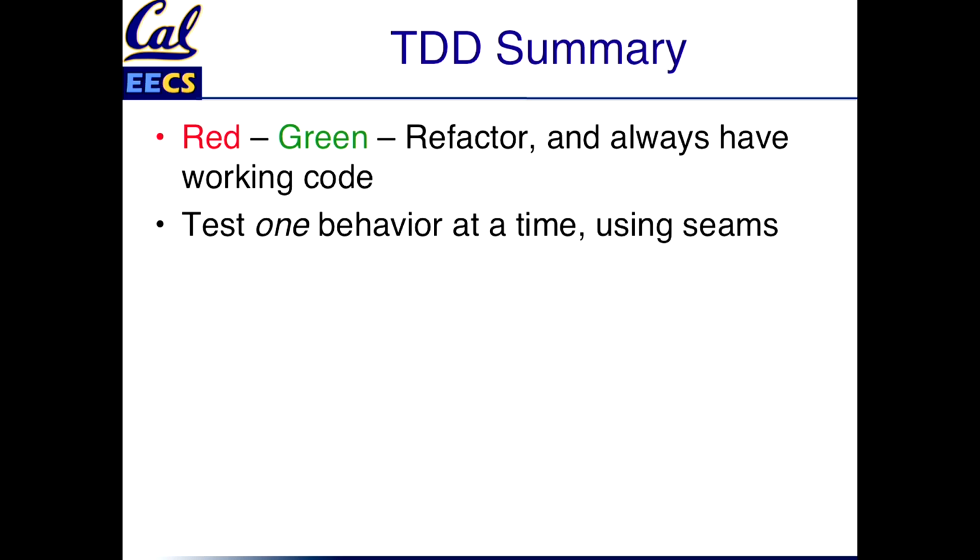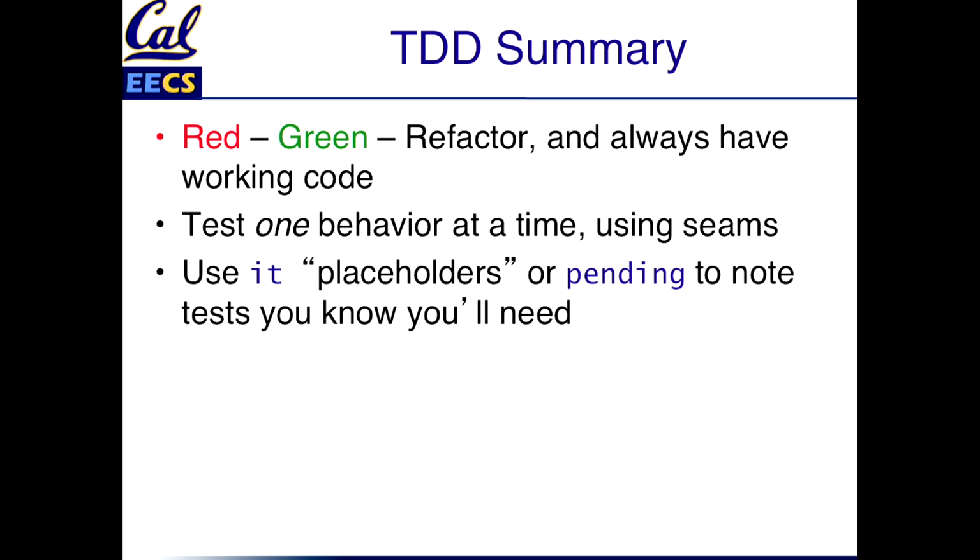Test one behavior at a time, and we've seen how you could use seams to intimately control what happens in each test case. Use placeholders. We saw some examples when we first started developing these that even just saying it should do such and such without filling in the test code at least serves as a placeholder to remind you that you've got to come back to that test. You can even use the pending keyword so that you'll see a little message printed out in yellow every time you run that case through RSpec.